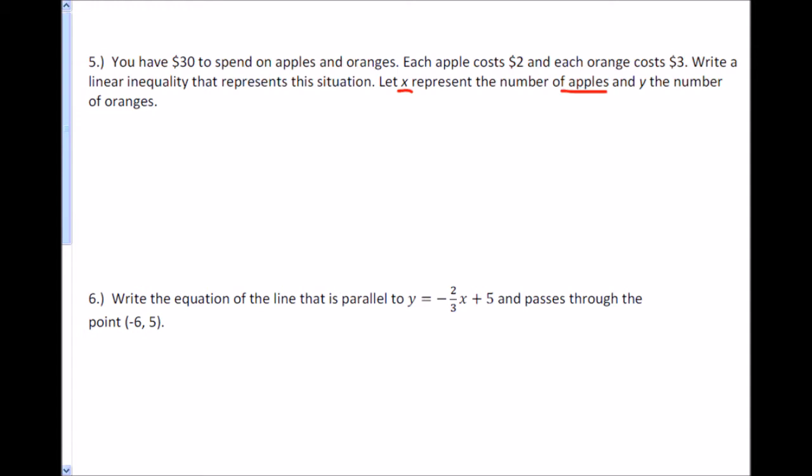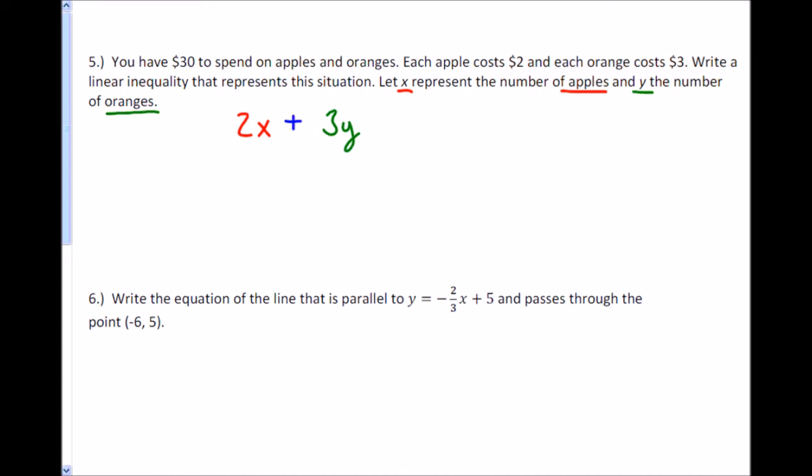So when we think about the apples, if there's x number of apples and they cost $2 a piece, the price of the apples is 2 times x. It's $2 for each apple that I buy. Then it also tells me to use y for the number of oranges. So if y is the number of oranges, it's $3 for each orange, so it's 3 times y to give me the total cost of the oranges. And then of course I'm going to add these together.